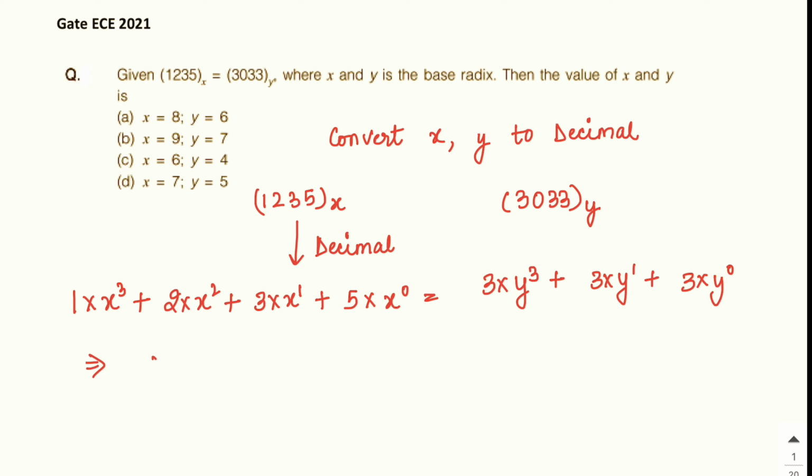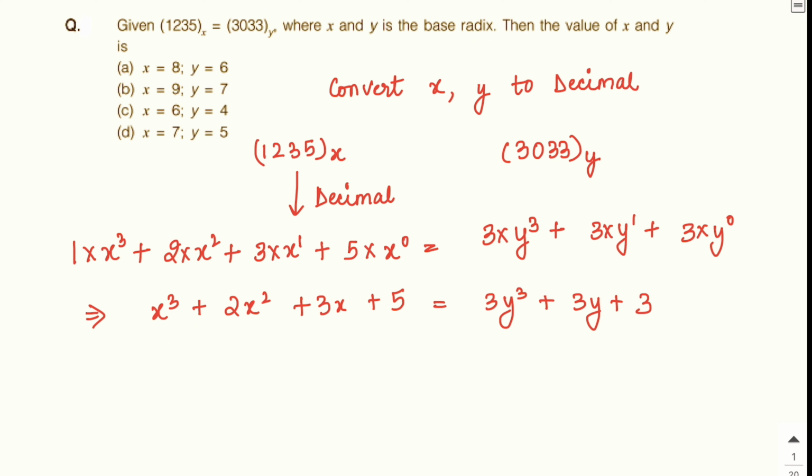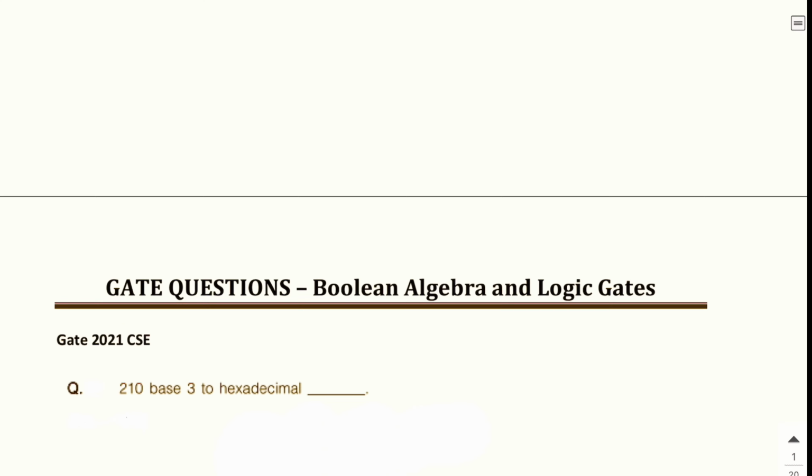So you will get an equation that is x cube plus 2x square plus 3x plus 5 is equal to 3y cube plus 3y plus 3. Now, in order to find out the correct answer among the options given, the best way is that you can just put the values given over here and find out which value satisfies your equation. In this case, you will find that x is equal to 8 and y is equal to 6 will satisfy this equation, and hence the answer is A. Let's come to the next question.